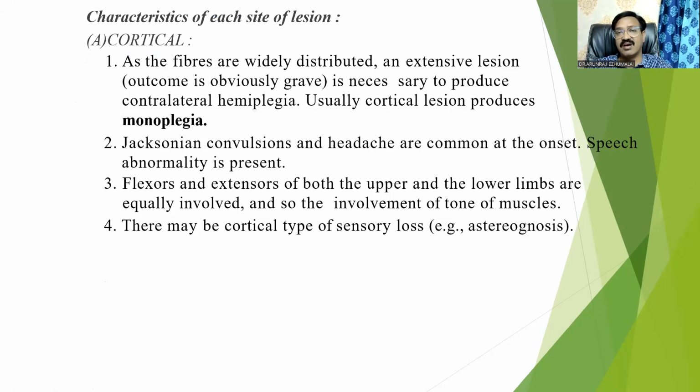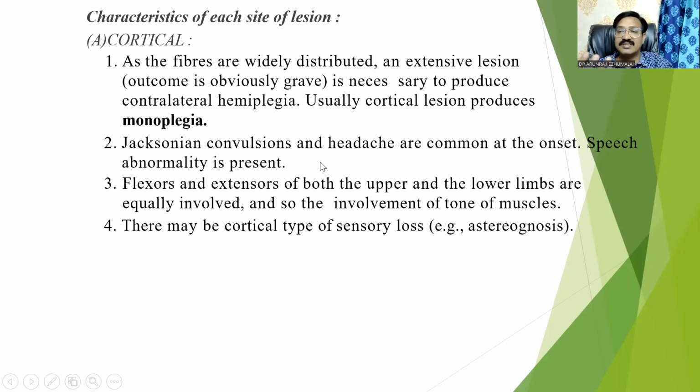So this is again just cortical lesion, just a few points. Usually a cortical lesion produces monoplegia. I have already told, because the cortical fibers are widely distributed, an extensive lesion is necessary to produce hemiplegia. So usually cortical lesions produce monoplegia. Patients have Jacksonian convulsions and headache.